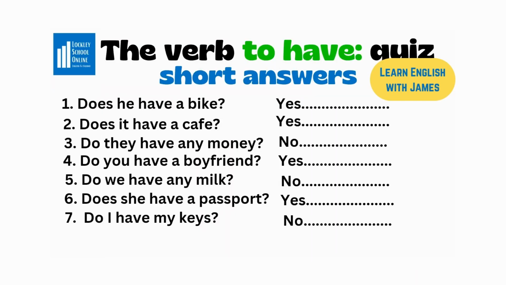Final quiz, short answers. So how do you make a short answer with, does he have a bike? Remember that it's yes plus the person plus does or do. How about number 2? Does it have a cafe?